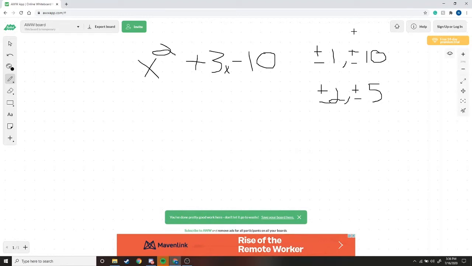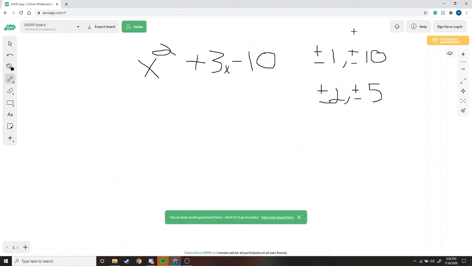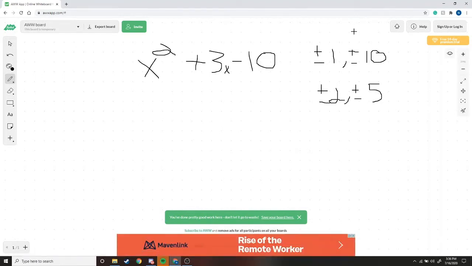Here we have x squared plus 3x minus 10. To factor this, we need to understand FOIL. The first terms must multiply to x squared, the inner and outer terms must add to 3, and the last two terms should multiply to negative 10. This means that we need to find a factor of negative 10 that adds up to 3. Here, I've listed the factors of negative 10.